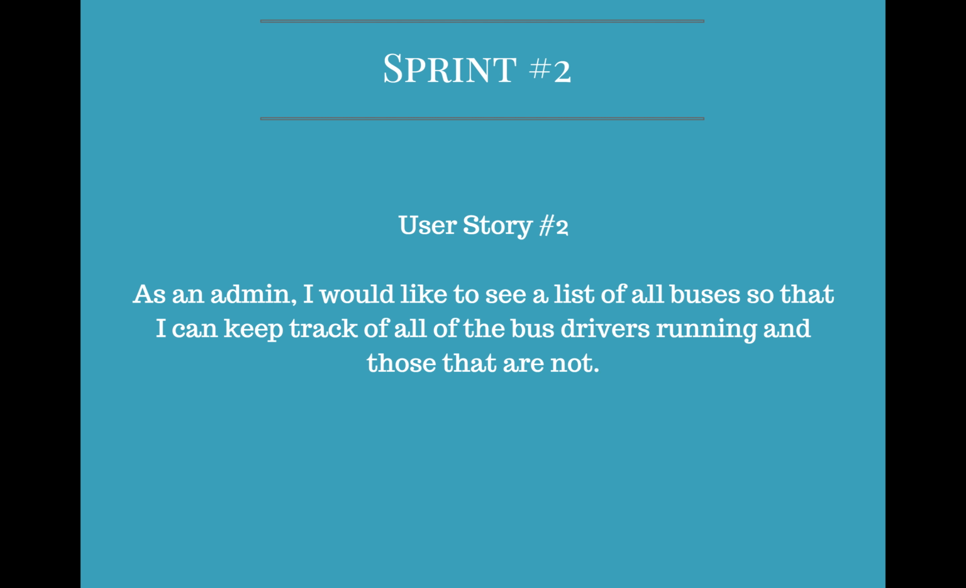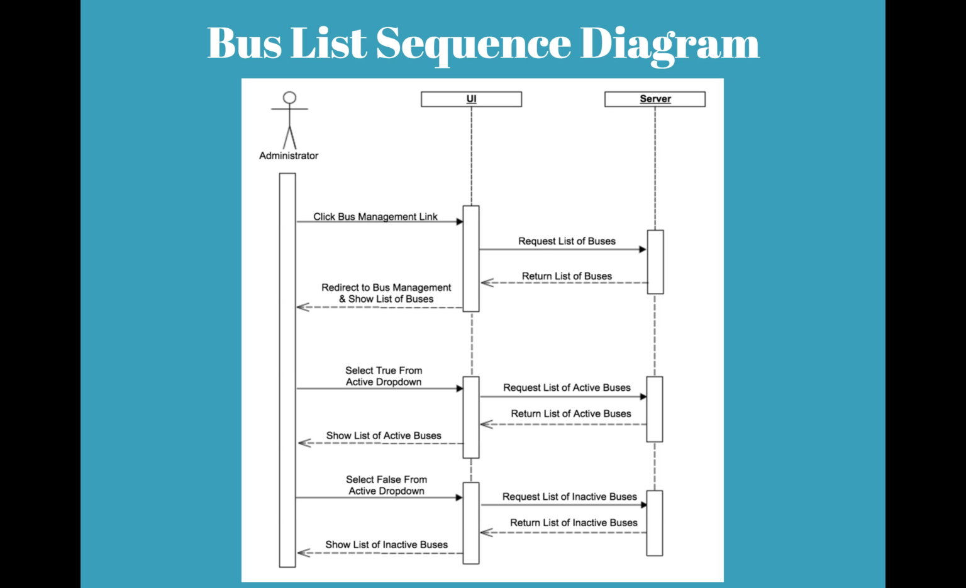My second story for Sprint 2 was, as an admin, I would like to see a list of all buses so that I can keep track of all the buses, drivers running, and those that are not. Here's a sequence diagram for that case.